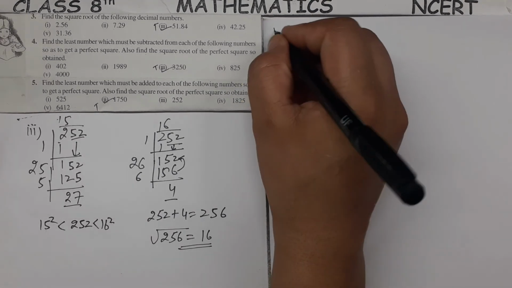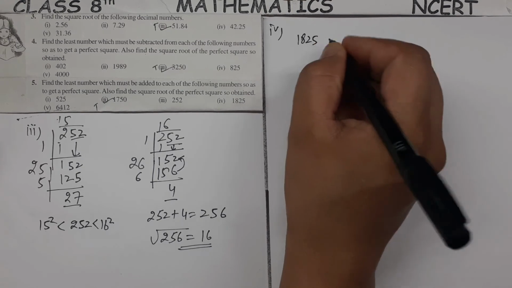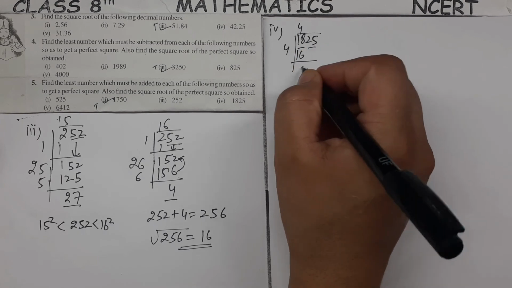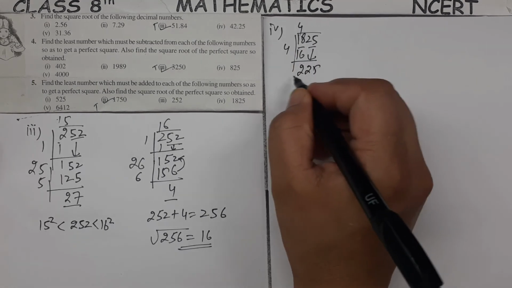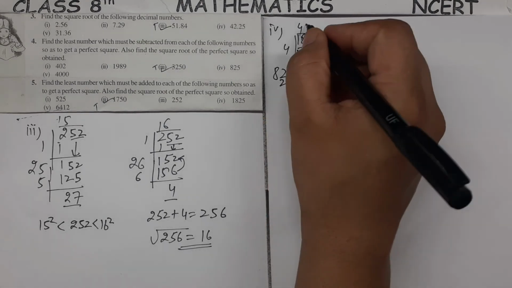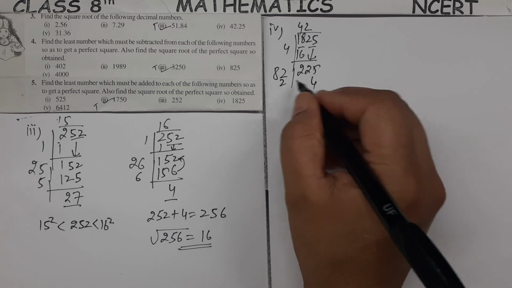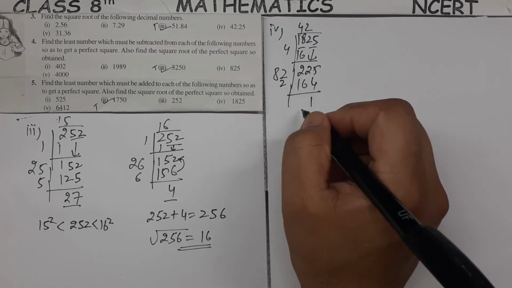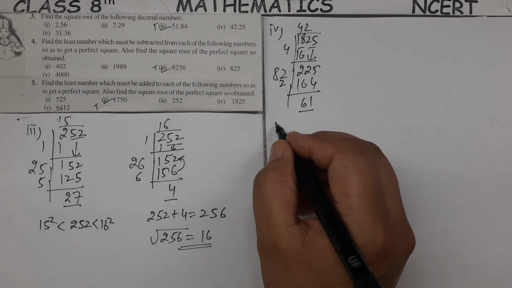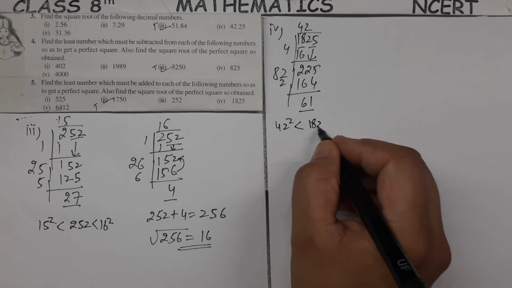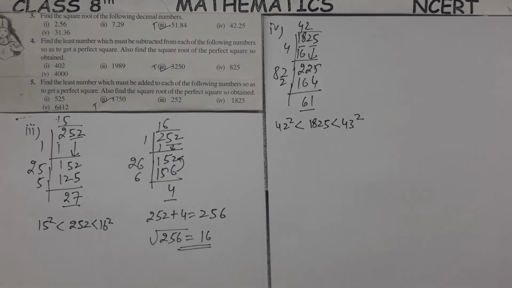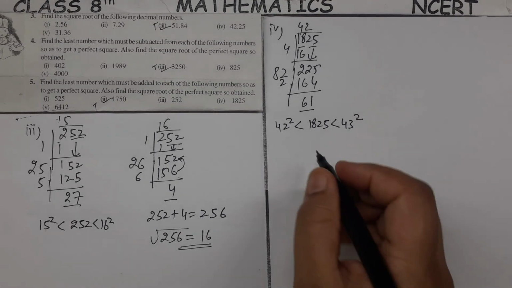Next is part fourth: 1825. Pair. 4 4s are 16. 2. Pair 25. Double of 4 is 8. 2 2s are 4, 2 8s are 16. 61 should be subtracted. So 42 square is less than 1825, 1825 is less than 43 square because we have to add.